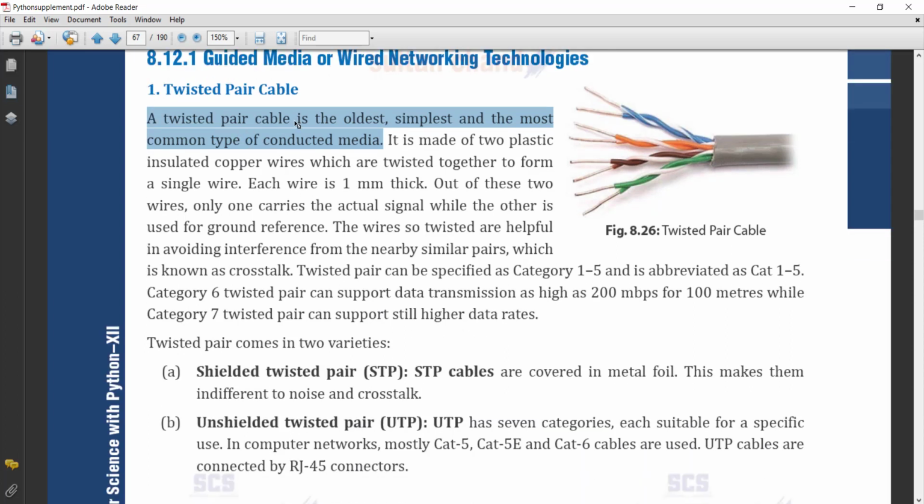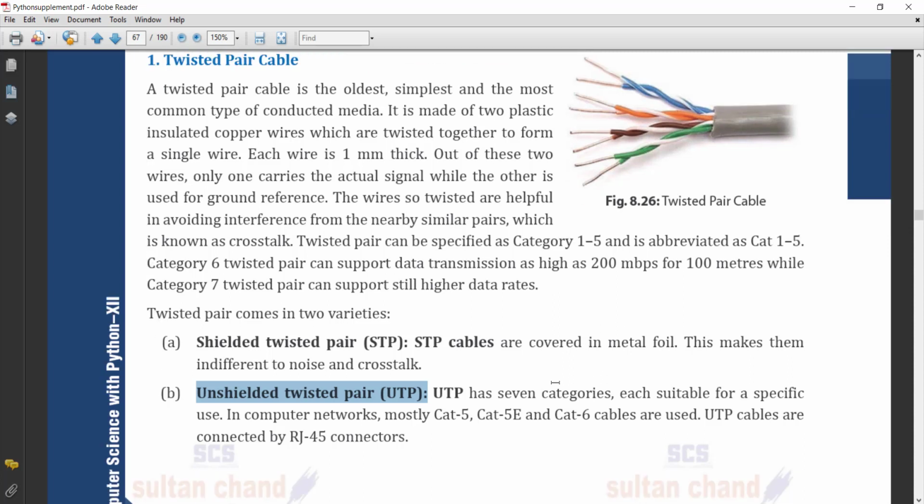After this definition, you will also note down that twisted pair comes into two categories, STP and UTP. First, STP is shielded twisted pair, and second, UTP is unshielded twisted pair. You do not need to note its definition, only note down the categories. The full form of STP is shielded twisted pair and UTP is unshielded twisted pair.